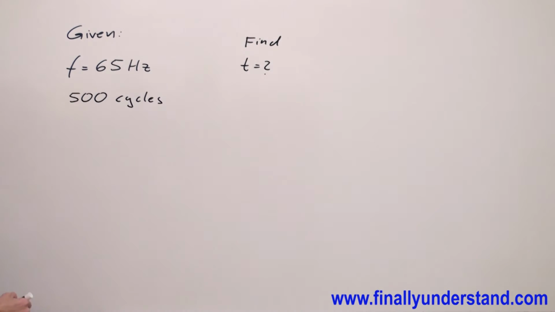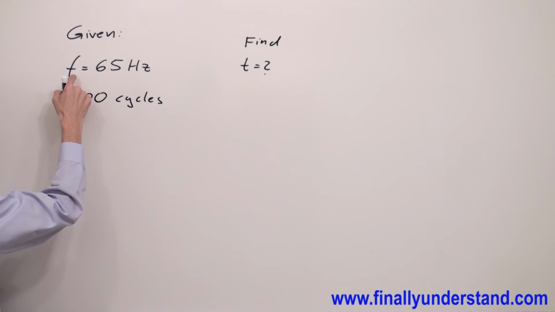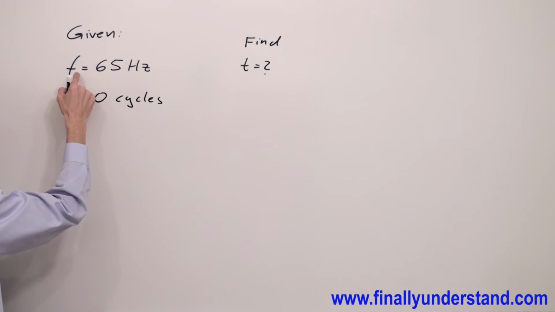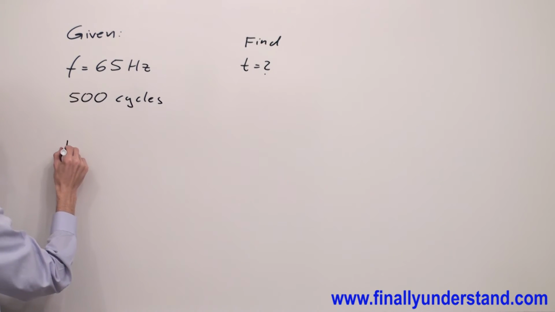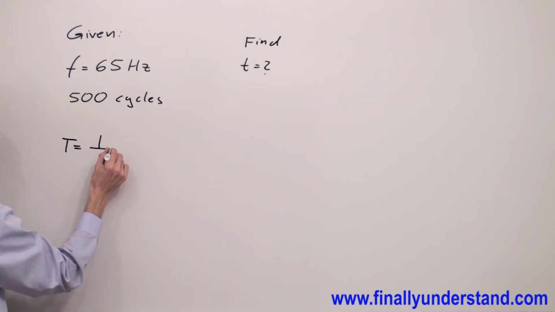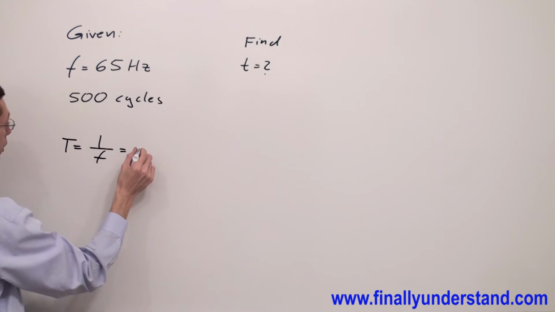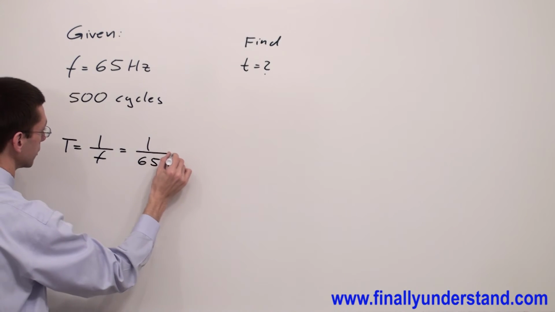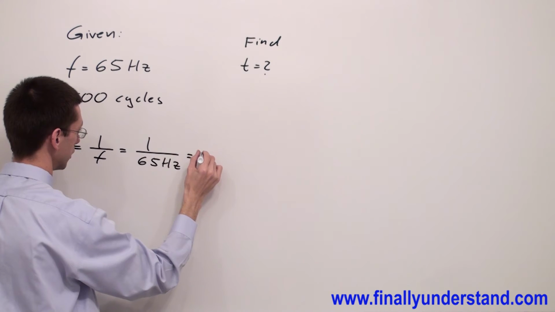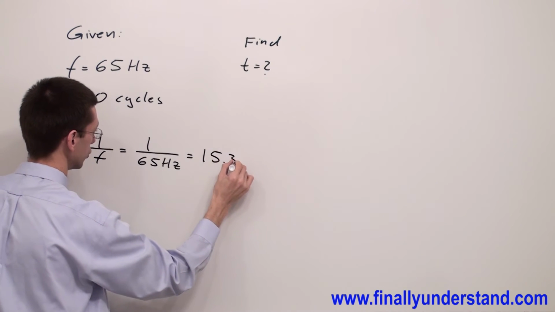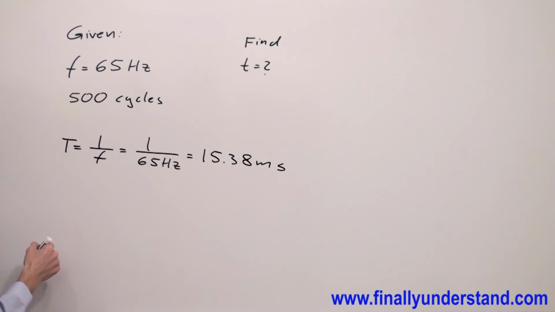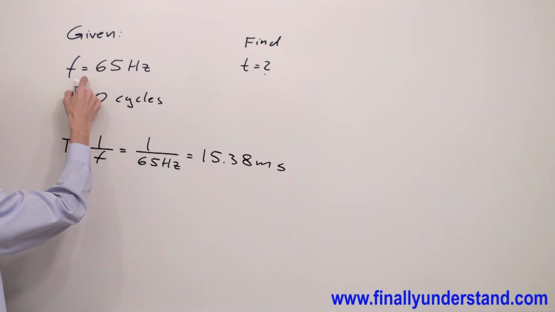First, what I have to do, I have to realize that I have a given frequency. I need time. That's why I'm going to find the period of this waveform. Period is equal to 1 over f, is equal to 1 divided by 65 Hertz, is equal to 15.38 milliseconds. This is the period of this wave.